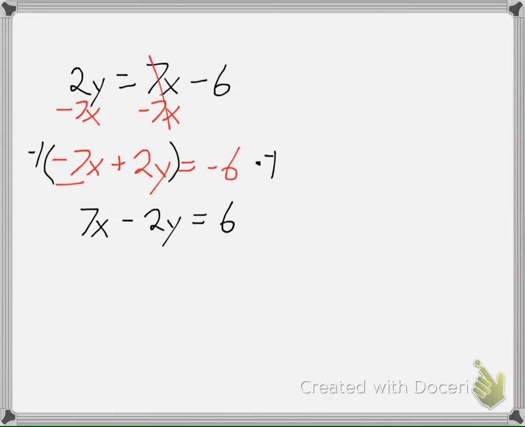Ax, where a is a positive whole number. By would be negative 2y, and then c is 6. So this is now in standard form. All right, so let's look at the next one on here.